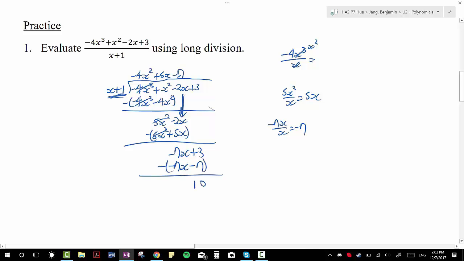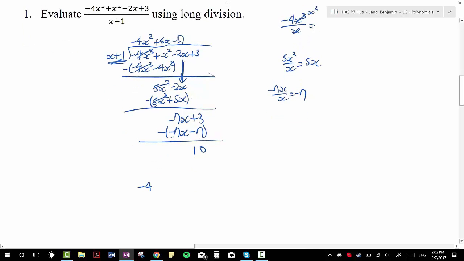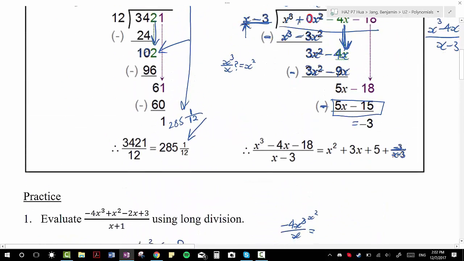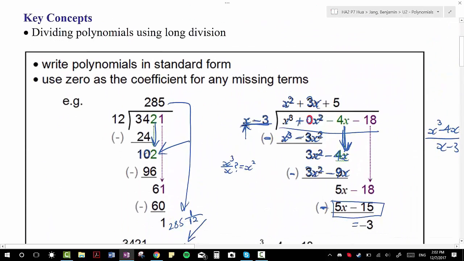which gives you 10. Negative 4x cubed plus x squared minus 2x plus 3 over x plus 1 equals negative 4x squared plus 5x minus 7 plus 10 over x plus 1. Yes, and that process is called long division.